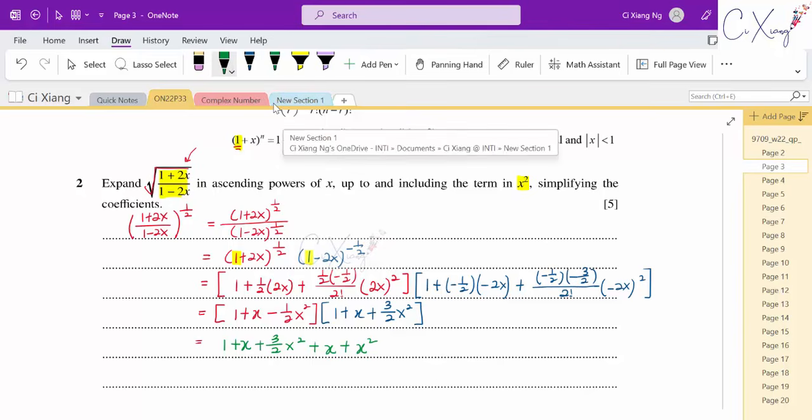And last one, I take this multiplied with the 1. So I'm having negative half x squared.